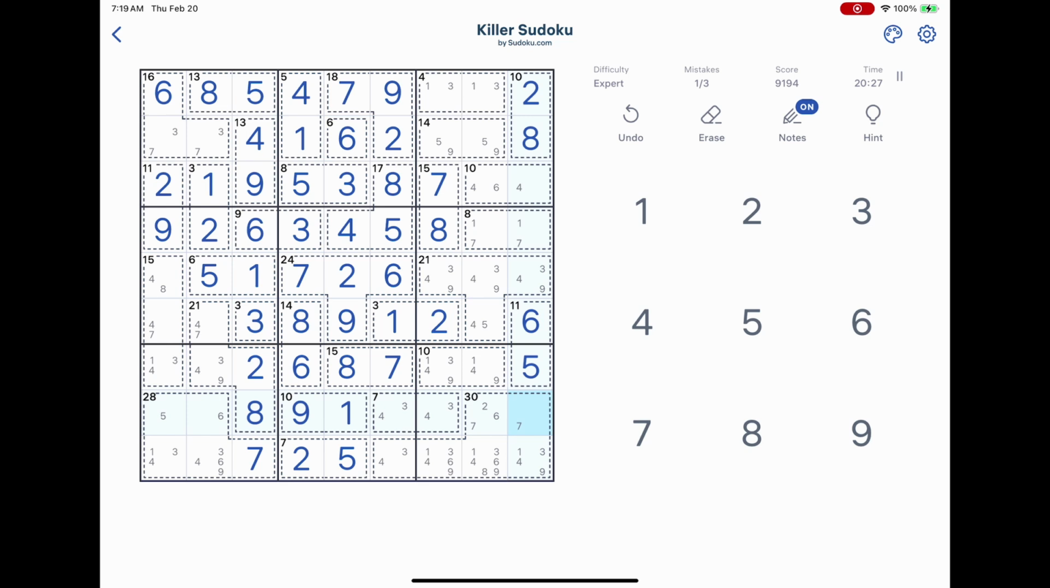Block 9. Block 7. Block 9. Block 6. Block 3.